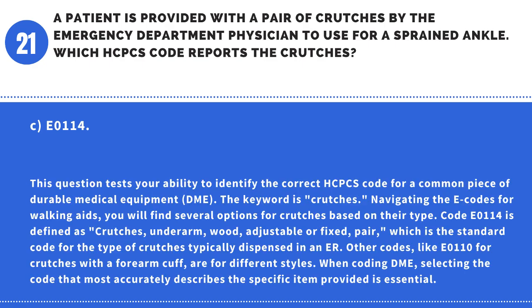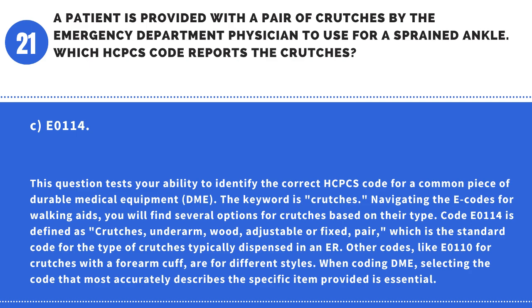Answer: C. E0114. This question tests your ability to identify the correct HCPCS code for a common piece of durable medical equipment, DME. The keyword is crutches. Navigating the E-codes for walking aids, you will find several options for crutches based on their type. Code E0114 is defined as crutches, underarm, wood, adjustable or fixed, pair, which is the standard code for the type of crutches typically dispensed in an ER.